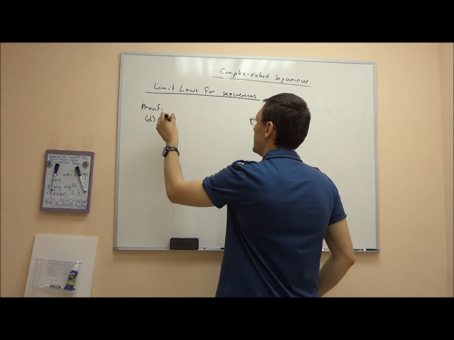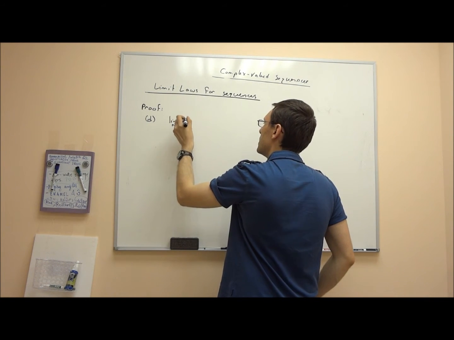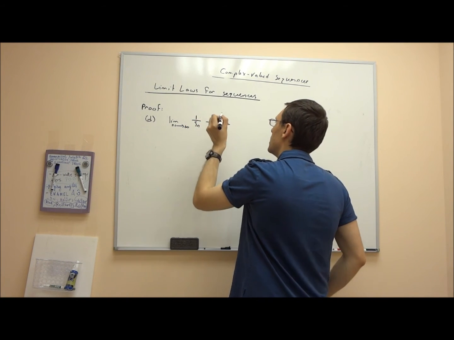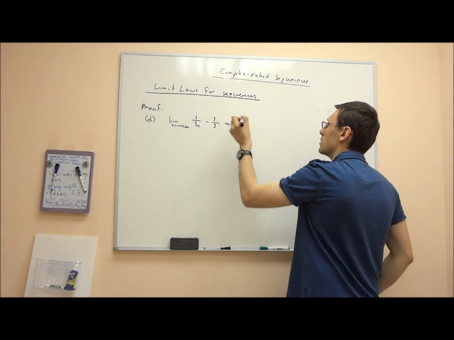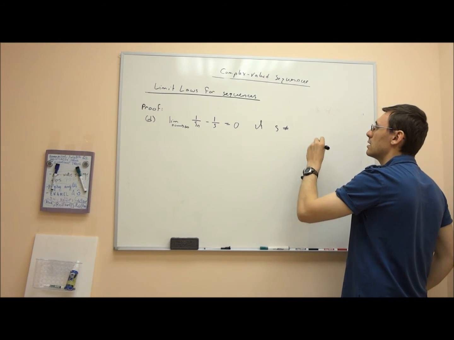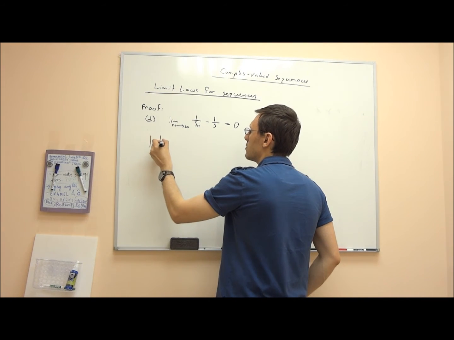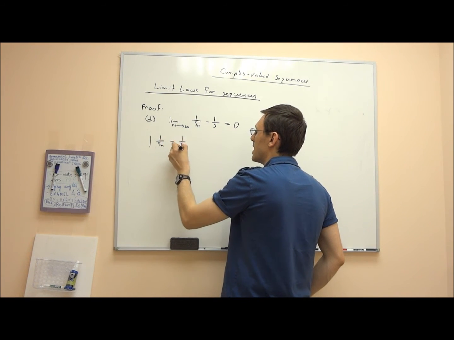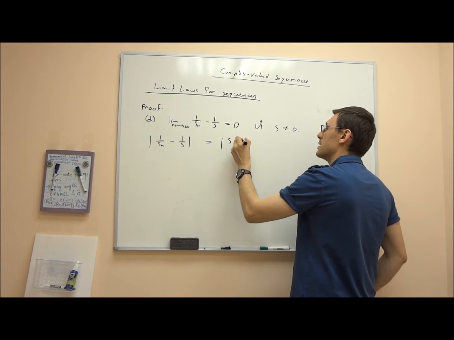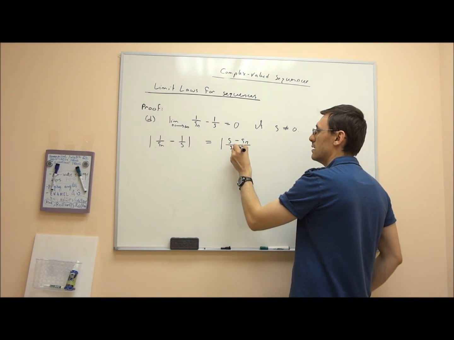Now we prove identity D, namely that the limit as n goes to infinity of 1 over S sub n minus 1 over S is going to be equal to 0, if S is not 0 itself. So first observe that the difference 1 over Sn minus 1 over S is simply S minus Sn divided by Sn times S.